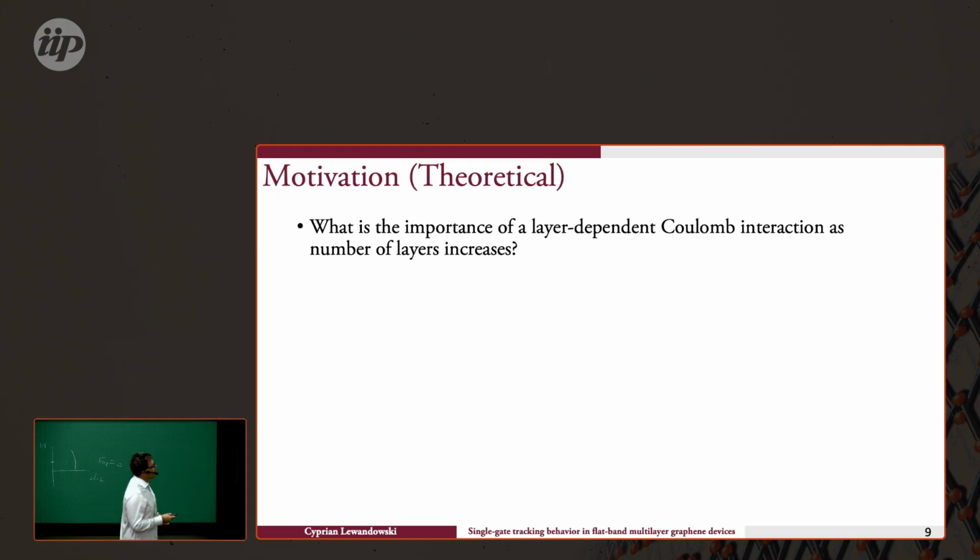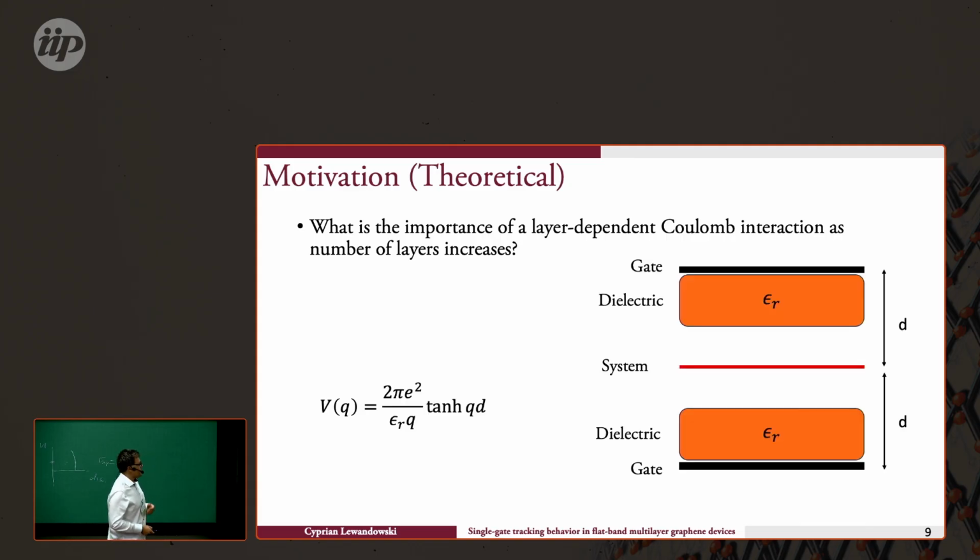Okay, so one thing to ask is: what are the layer-dependent Coulomb interactions in these systems? So let me make it sharper. Typically when you look at the literature in this field, if it's a dual-gated geometry, the standard form of the Coulomb interaction that is being used is this form of a tangent with a QD.